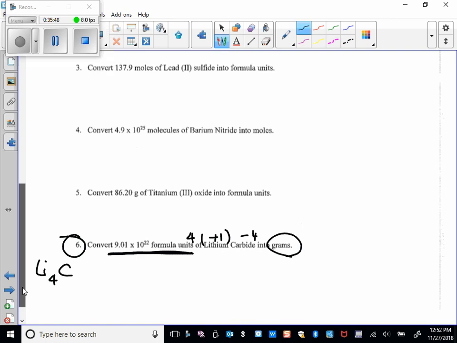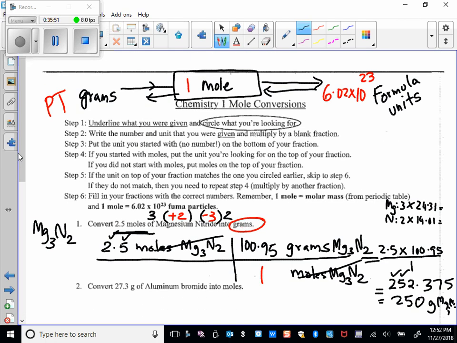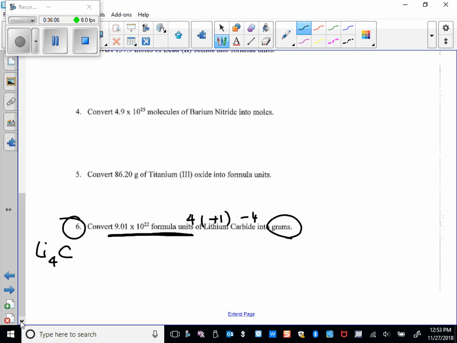Grams. Can I go from formula units to grams straight away? What should I convert my formula units first into? Moles. And then moles into grams. Are we all good with that? Okay. So I have 9.01 times 10 to the 22 FUs, an abbreviation for formula units of lithium carbide. Are we good?